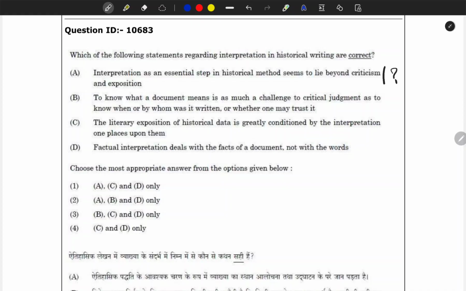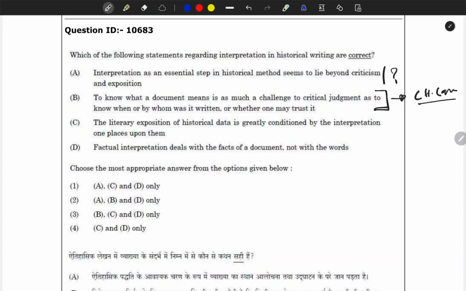For me, this is a correct statement, and this was again and again highlighted by various scholars, including E.H. Carr. Okay, so he gave that fish and that fisherman example. If you're not well aware of that, you go and read that book called What is History. So here, for me this is correct.